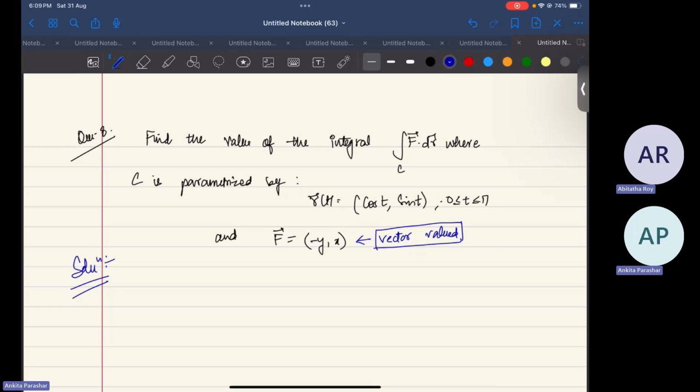Okay, I'm just stuck at one portion. Like in this one, how do we transform minus y and x into functions of t? Oh, is that so? You're stuck. Remember, R is x I cap. Okay, got it.